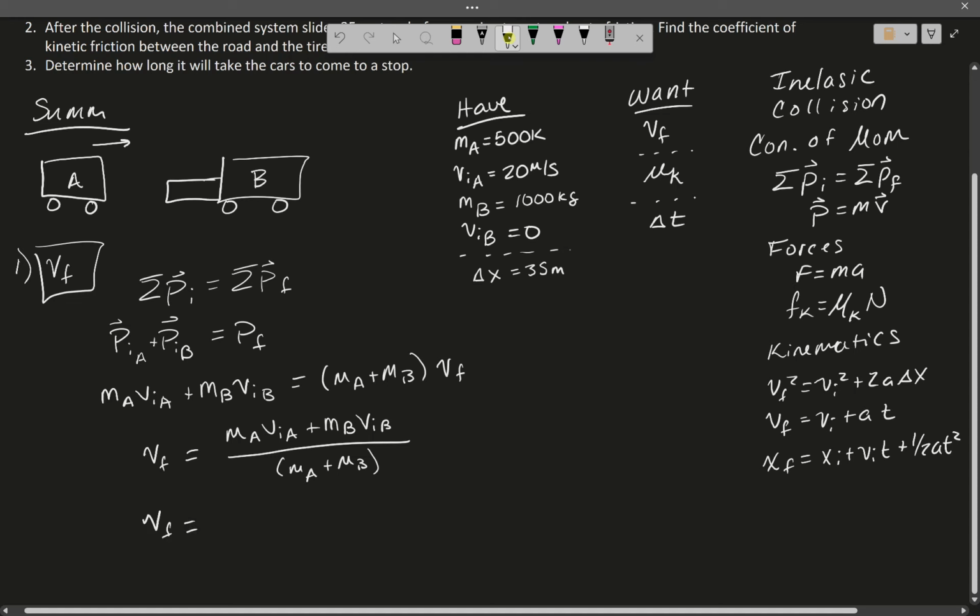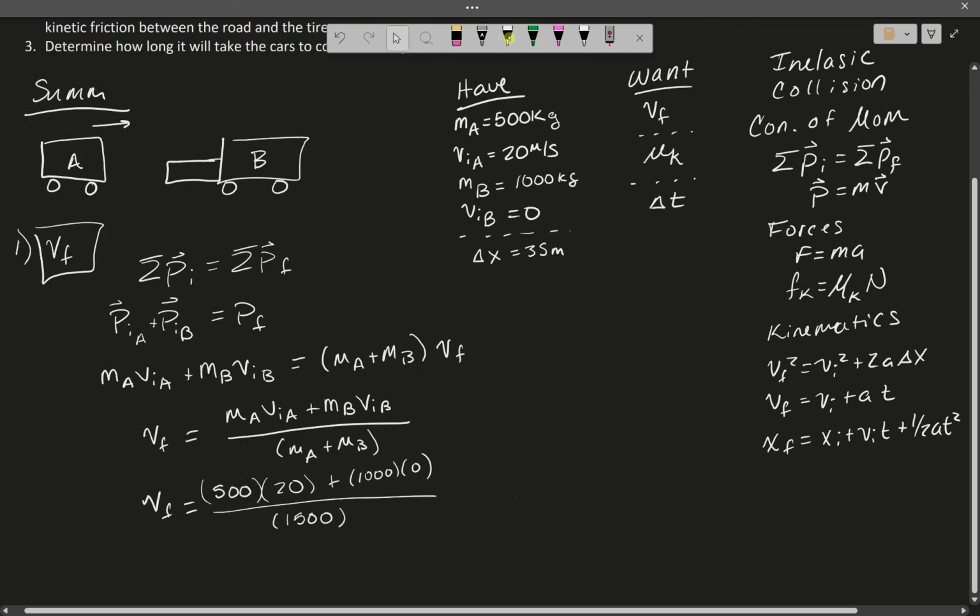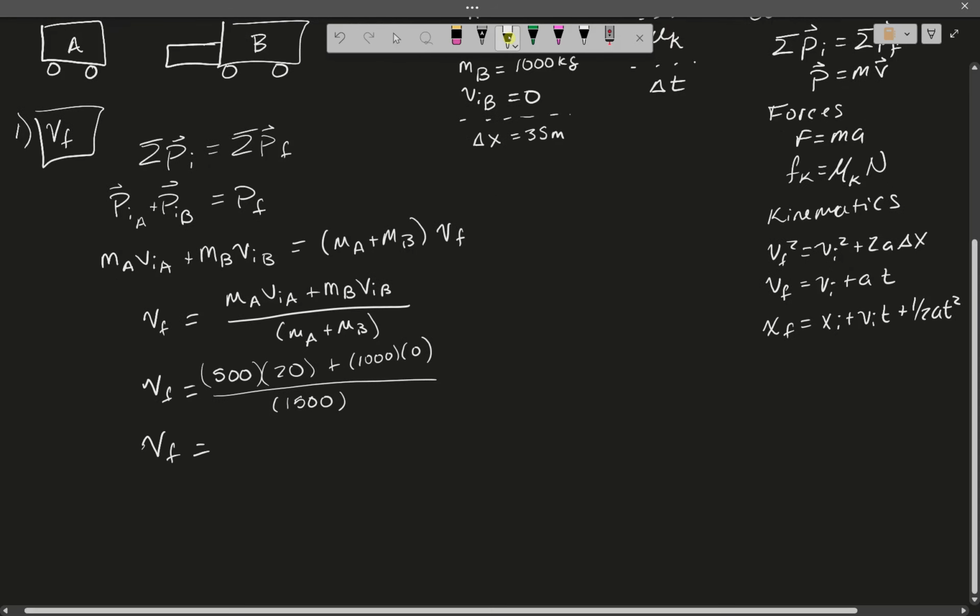And plug in my values. So 500 times 20. And then I don't need to take into account the initial momentum of that second car because its velocity is 0, so that'll just go away. And we'll divide by the combined mass, which will be 1,500. This gives me a final velocity of about 6.67 meters per second.